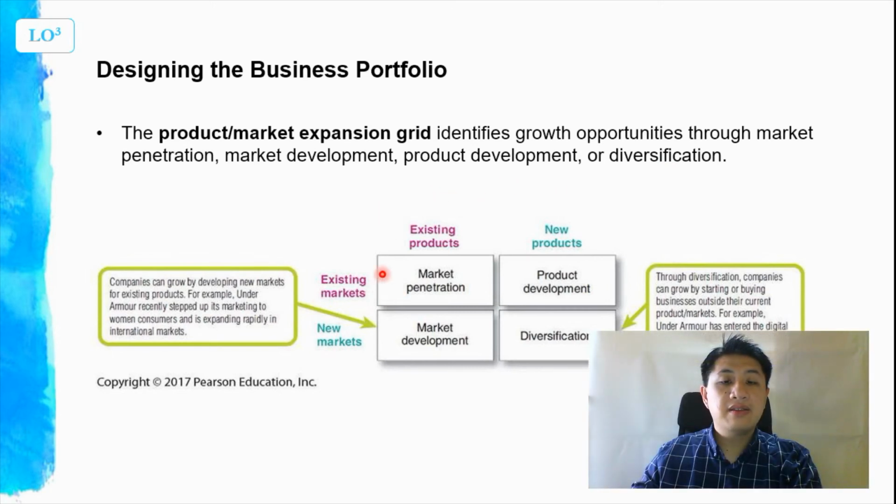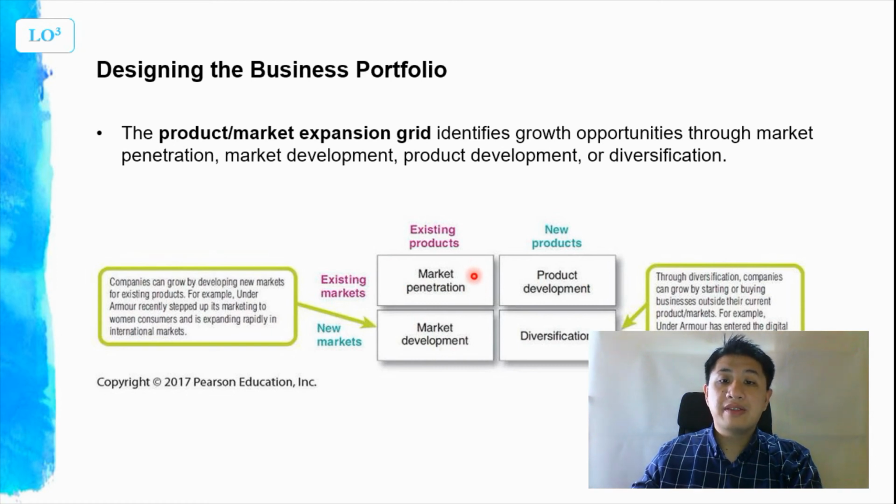So let's start. On this, take a scenario of a toy maker. The toy maker can have its existing toy lines of product, supplying and marketing to the Singapore local market, and that will be what we know as market penetration, trying to sell more of their existing line of toy products into the local market.